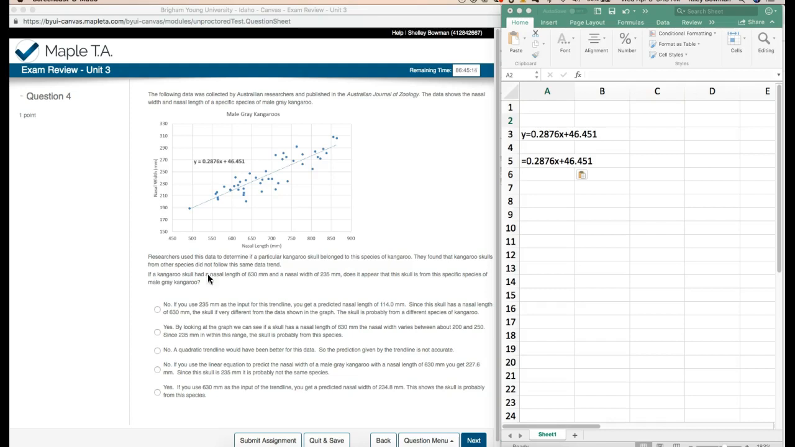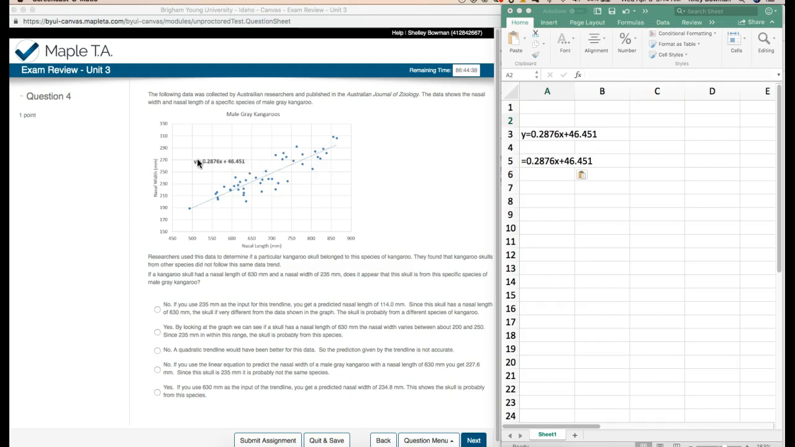We see that the input is nasal length in millimeters and the output is nasal width in millimeters. Researchers use this data to determine if a particular kangaroo skull belonged to this species of kangaroo. They found that the kangaroo skulls from other species did not follow the same data trend. If a kangaroo skull has a nasal length of 630 millimeters and a nasal width of 235 millimeters, does it appear that this skull is from the specific species of male gray kangaroo?